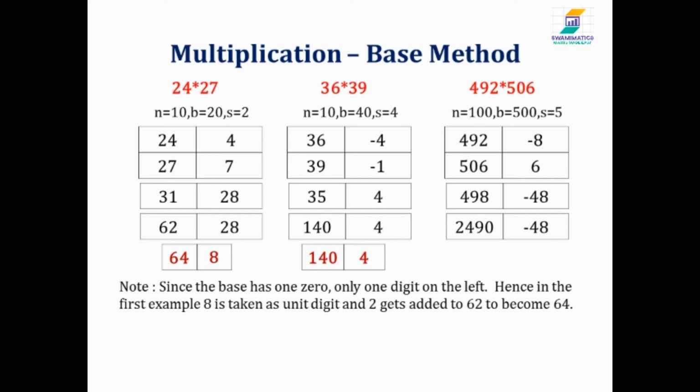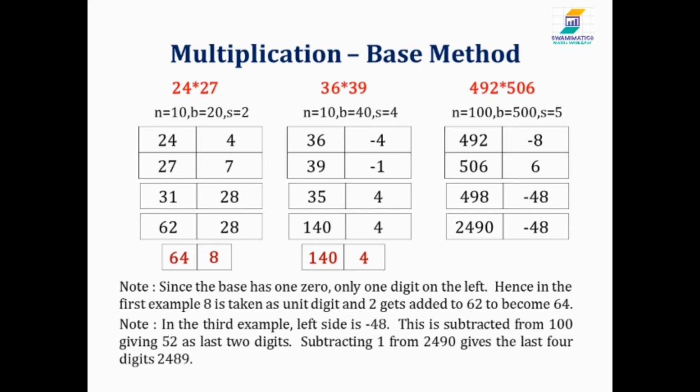What is it we discussed earlier? Whenever you find negative, it needs to be subtracted. Now for subtracting 48, we need to borrow 100 from 2490. So when I take 1 from 2490, the right side becomes 2489. 100 minus 48 becomes 52. Right? Okay. So is this clear?